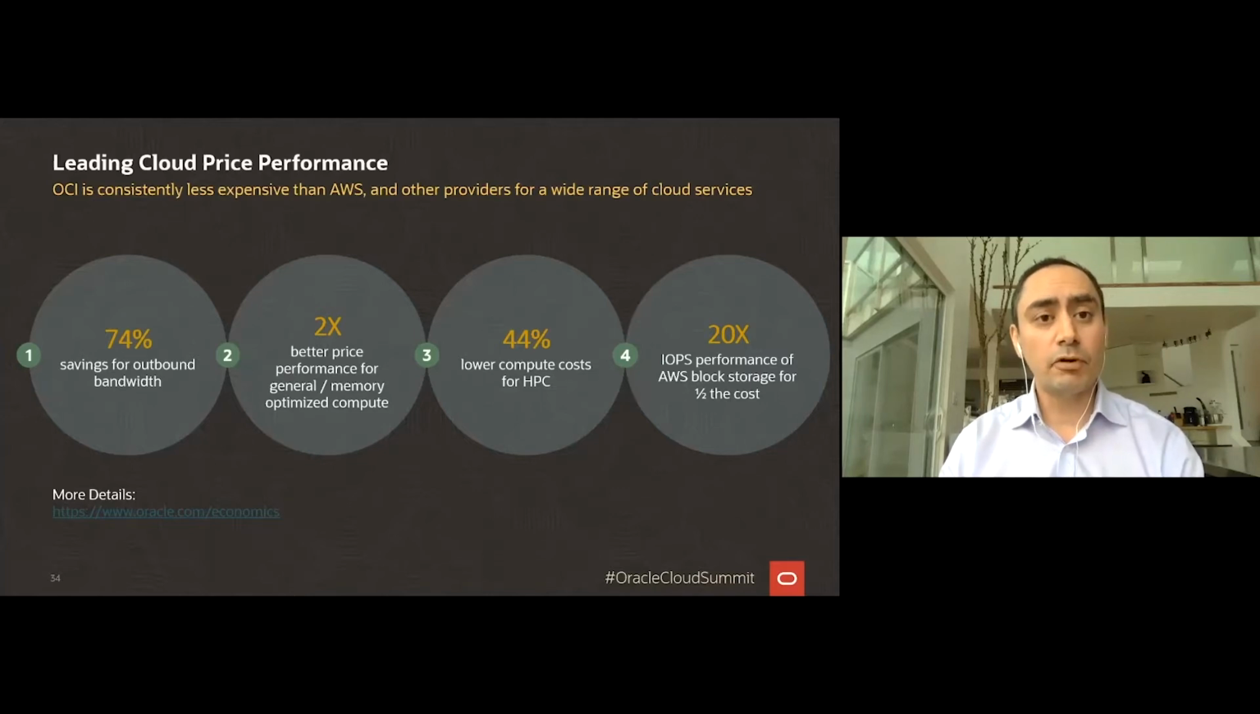We also deliver 44% lower cost for running high performance computing workloads while giving you the same performance as you experience on premises. And fourth, in terms of storage, we give you 20x the IOPS compared to AWS at half the cost.